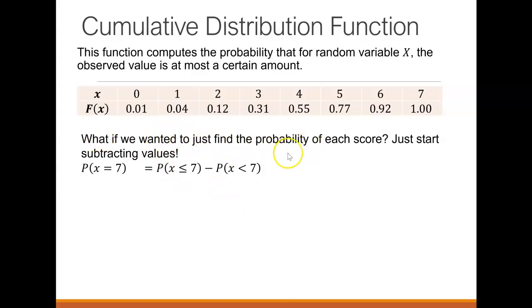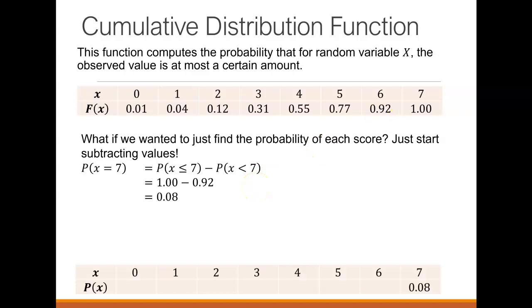What if we wanted to find the probability of just a single score? The probability of getting a 7 is the probability of getting at most a 7 minus the probability of getting strictly less than 7. So that's going to be 1 minus 0.92, so about 8%. We can continue doing this for each possible outcome. What's the probability of getting a 6?